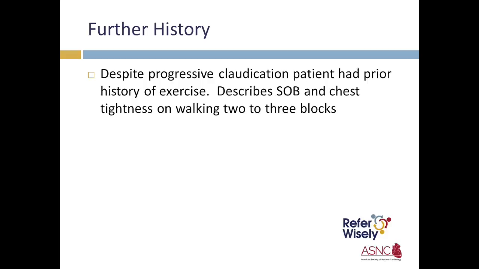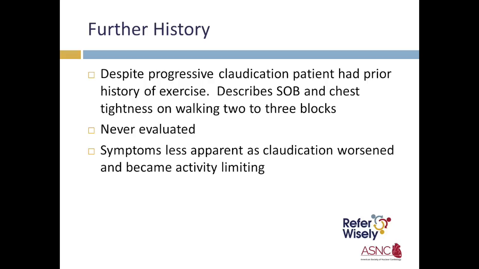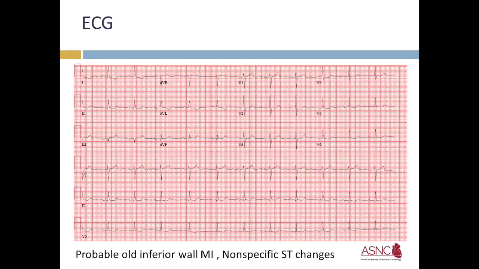And upon taking further history, despite her progressive claudication, the patient had a history of exercise intolerance. She described shortness of breath and chest tightness on walking 1 to 2 blocks. This was never evaluated, and symptoms became less apparent as claudication worsened and became activity limiting. Here's her electrocardiogram. The electrocardiogram shows a Q wave in lead 3 with small Q waves in leads 2 and F, and nonspecific ST-T changes in leads 1 and L and V5 and V6. Certainly not grossly abnormal, but does have some abnormalities that are worrisome for coronary artery disease.